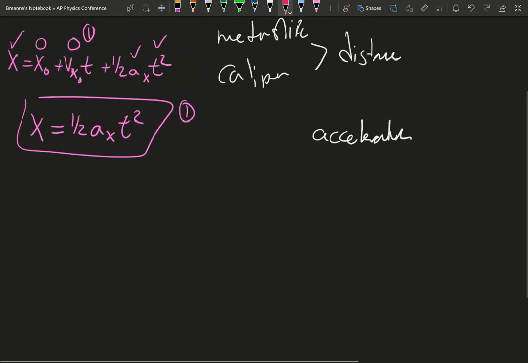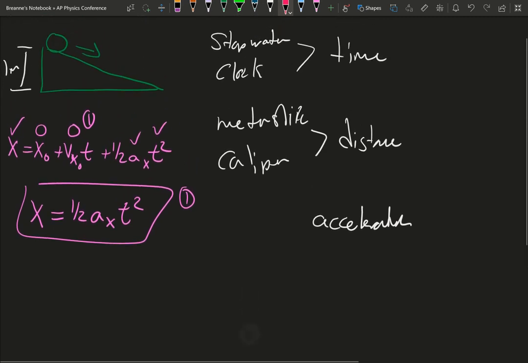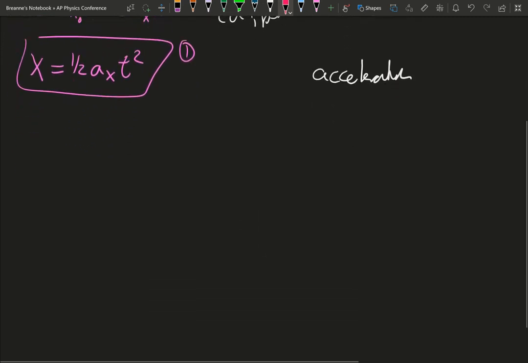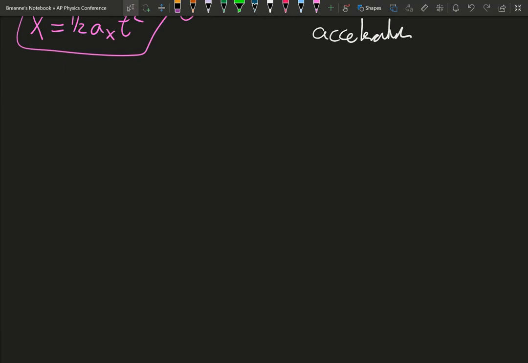So part A kind of helps us line up to part B. One of the quantities to be measured is distance. Distance is represented with an x. What you would measure distance with is a meter stick.